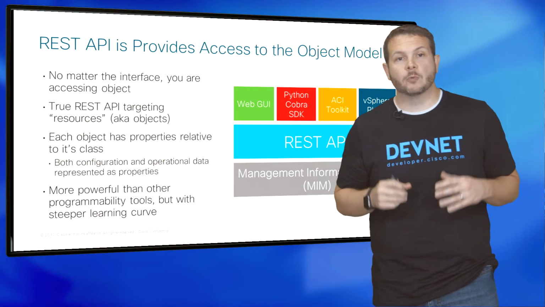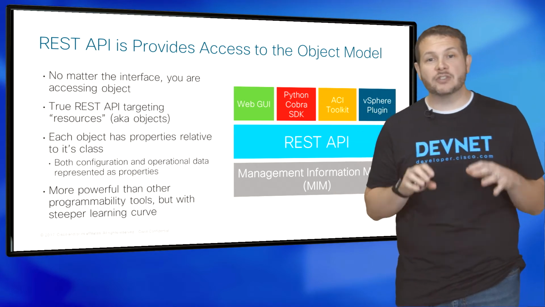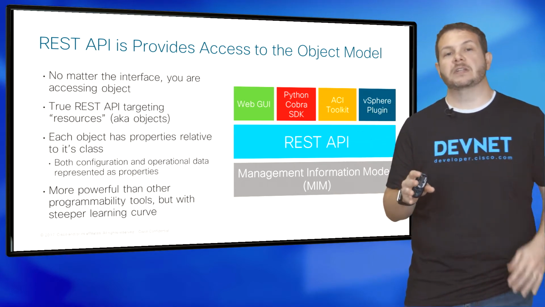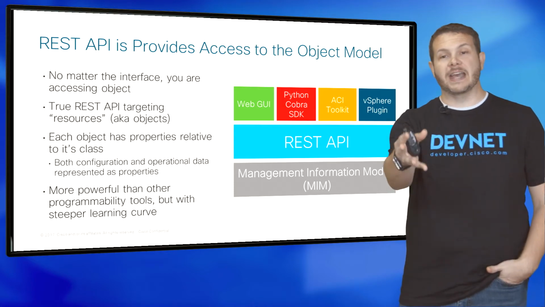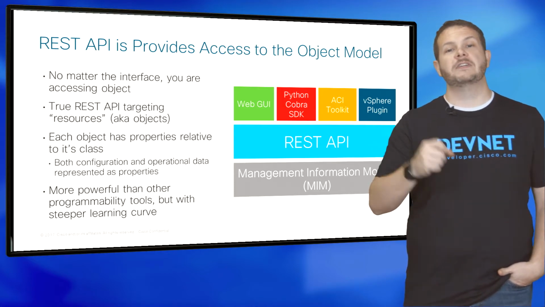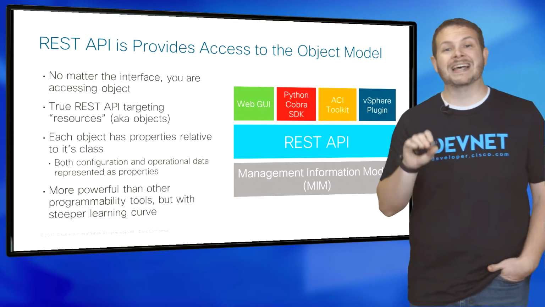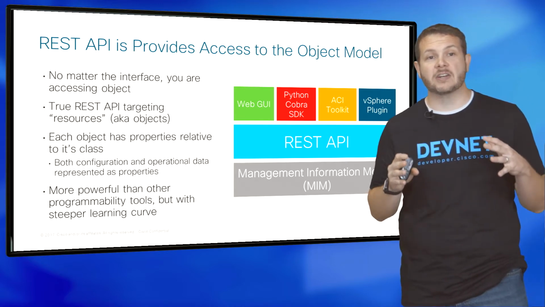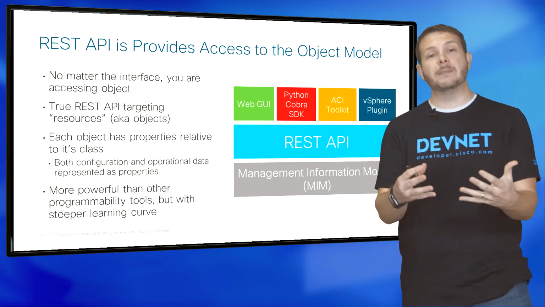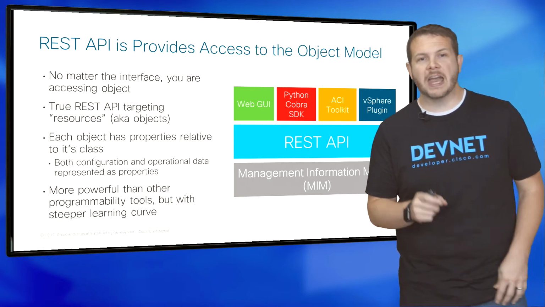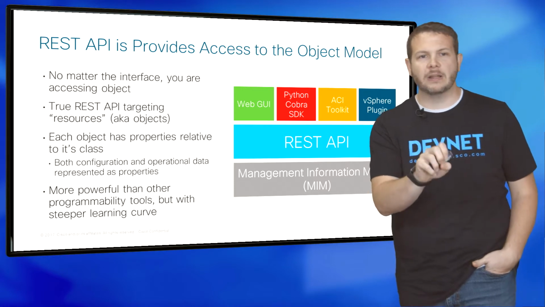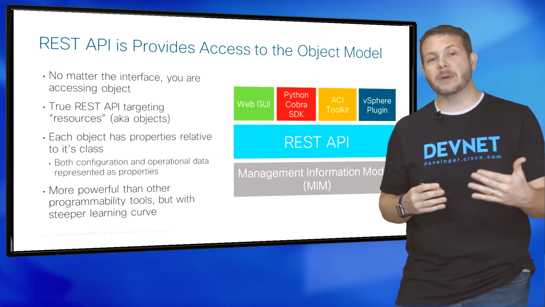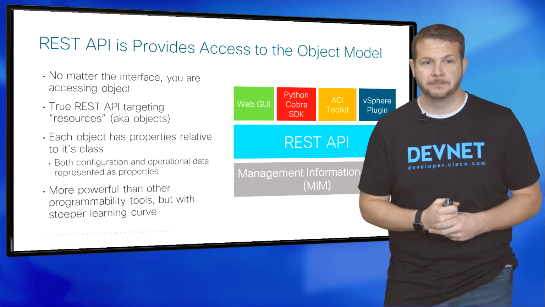So application-centric infrastructure was designed from the ground up for programmability, and specifically model-driven programmability. The REST API provides the access to that object model, and it doesn't matter what interface into ACI you're using, be it the web GUI, one of the SDKs, or even a utility like the vSphere plugin. They are all built on top of that REST API. Now, it is a true REST API that targets the resources known as objects inside of ACI. Every object offers properties relative to the class, the type of object that it is, and you can access operational as well as configuration data.